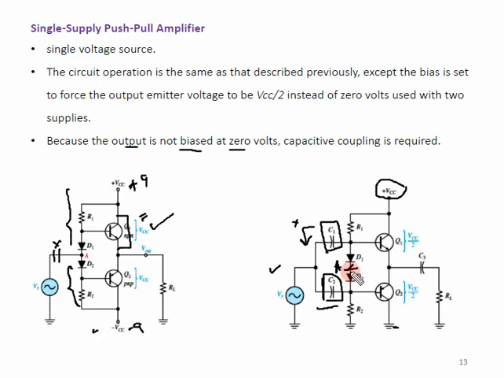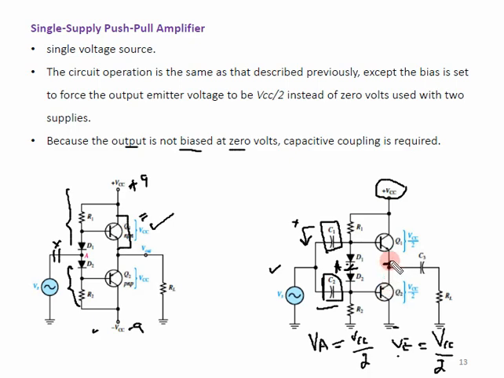Now, when this point A is not at 0, the question is what should be the value of point A. By default, for this arrangement with a single supply, VA should be VCC divided by 2. So by this characteristic, VE would also be equal to VCC divided by 2. VE is over here. This is VE.